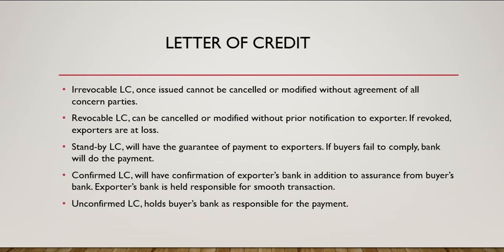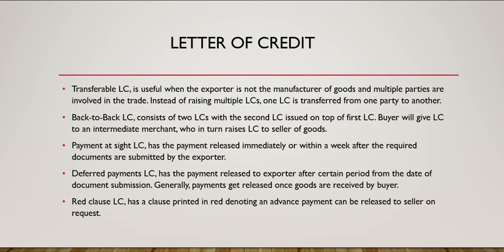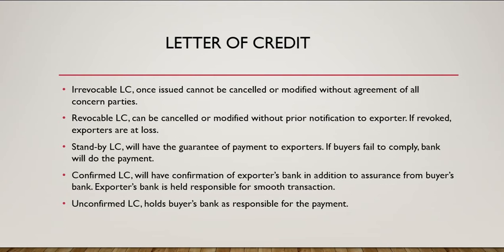Next one is the letter of credit. There are different types of LCs available. They are irrevocable LC, revocable LC, standby LC, confirmed LC, unconfirmed LC, transferable LC, back-to-back LC, payment at sight LC, deferred payment LC, red clause LC. But the most preferable LC is confirmed LC, irrevocable LC, or standby LC, or the sight LC.